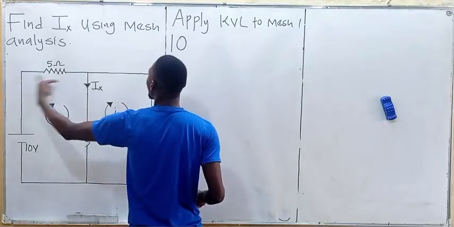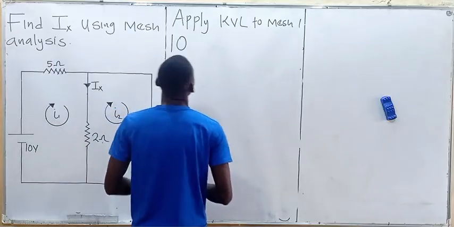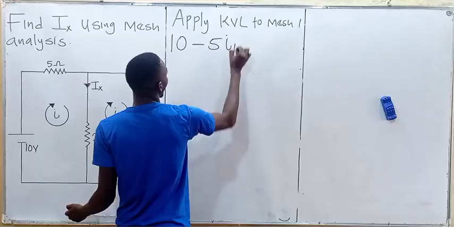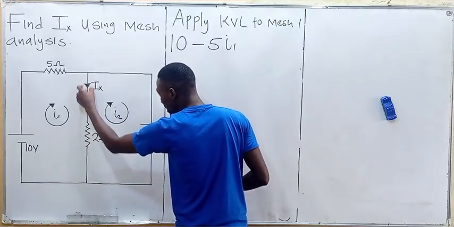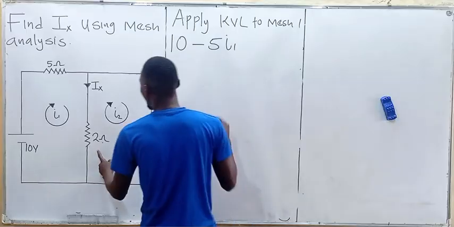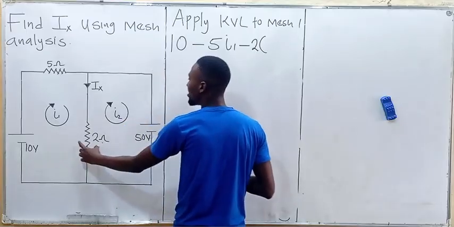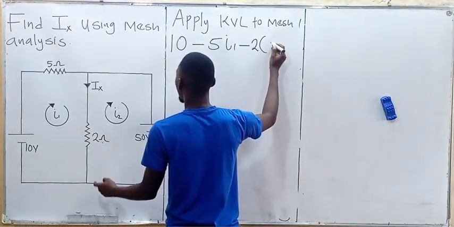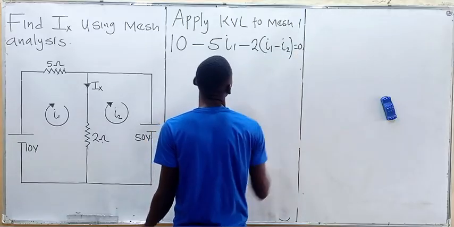Our current is moving in the same direction as our direction, so the voltage drop across this resistor is going to be negative, so minus 5 I1. Again, the current in this branch is still going in the same direction as our direction, so it's also going to be negative: minus 2. But you need to be careful here because this resistor is between mesh 1 and mesh 2, so it's going to be minus 2 into I1 minus I2. So this will be equal to 0.